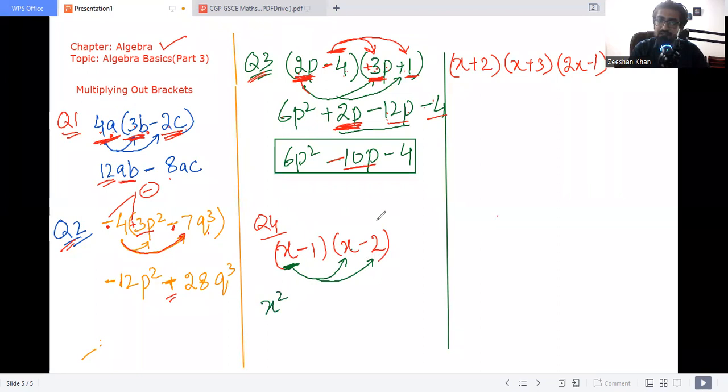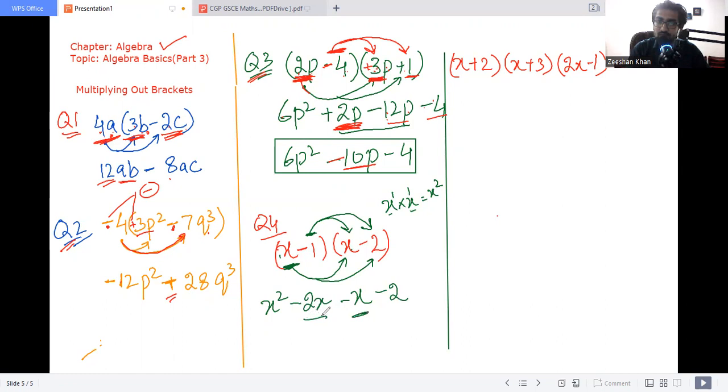We have studied this rule. x multiplied by x, bases are the same, so the powers will be added: x squared. Now we will multiply this x with that 2, so it becomes negative 2x, because negative times positive is negative. We will now multiply this negative 1 with this x, so this is negative x, and then negative 1 with negative 2 becomes positive 2.